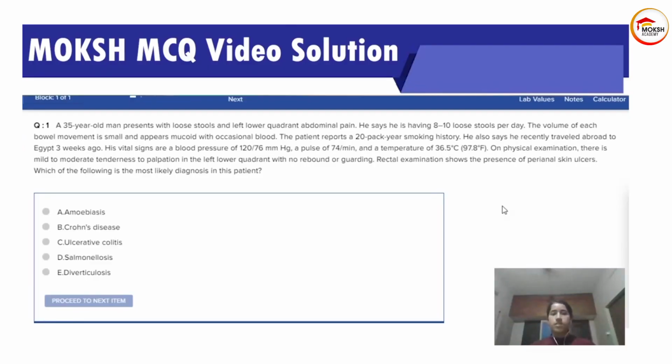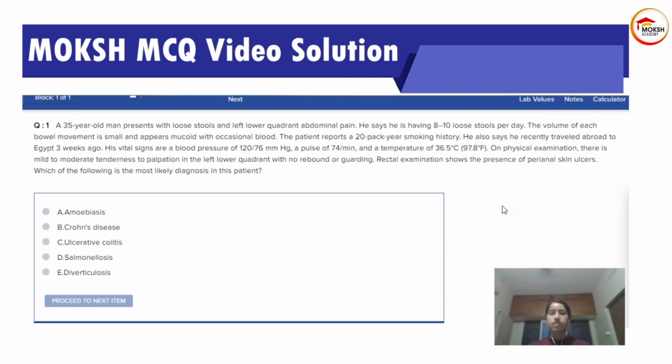35-year-old man presents with loose stools and left lower quadrant abdominal pain. He says he's having 8 to 10 loose stools per day. The volume of each bowel movement is small and appears mucoid with occasional blood. The patient reports a 20-pack-year smoking history. He also says he recently traveled abroad to Egypt 3 weeks ago.